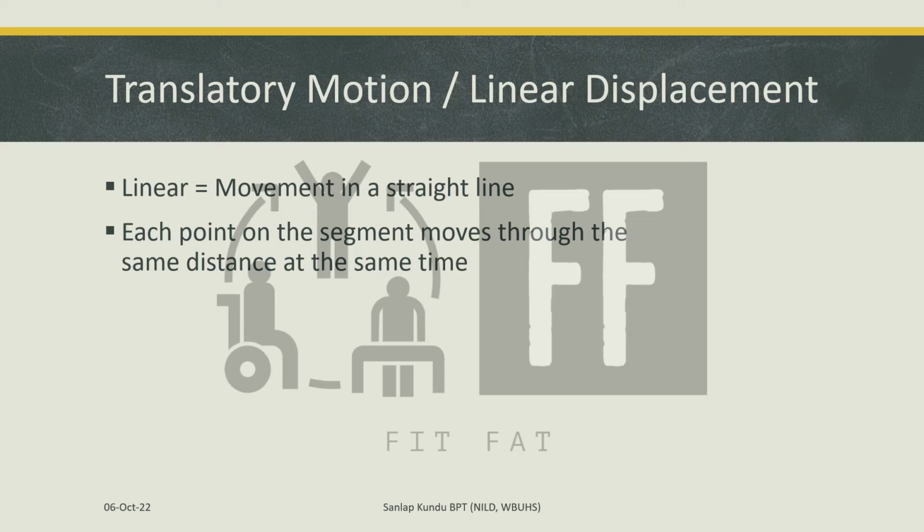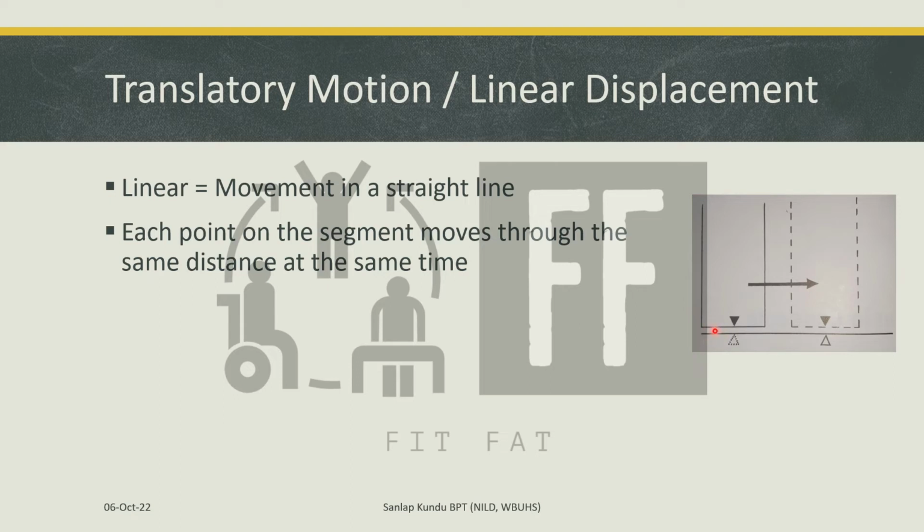So having said that, in case of linear displacement, each point on the segment moves through the same distance at the same time. Now in this figure you can see, imagine a point here A and a point B. Now point A and point B will travel the same distance when there is linear displacement, right? They will meet with new points on the opposing surface as a result of this linear displacement or translatory motion.